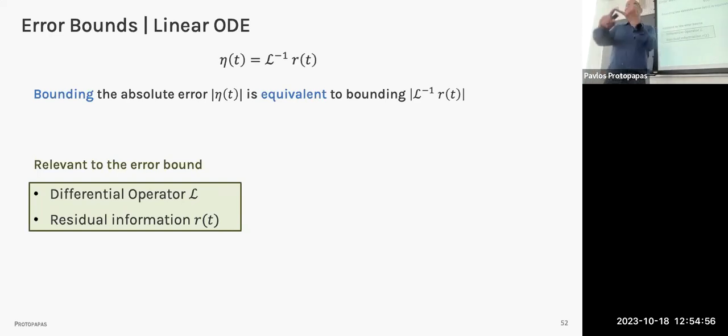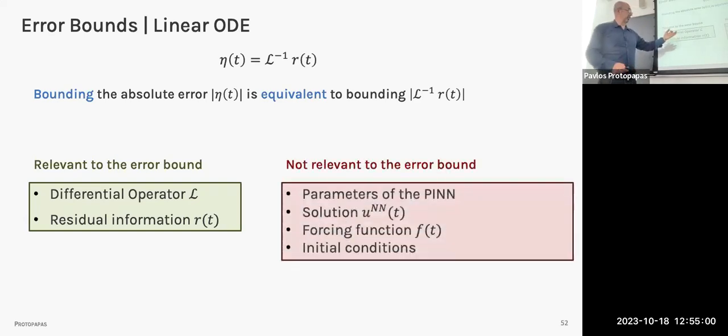Don't worry about the complexity of the neural network. Don't worry about anything. The solution is not in there. It doesn't matter how I find the solution. It doesn't matter the parameters of the PDE. It doesn't matter the forcing function, and it doesn't matter the initial condition. Everything is encapsulated into this. So if I know them, I calculate, I should be able to do that, assuming I can invert that operator.